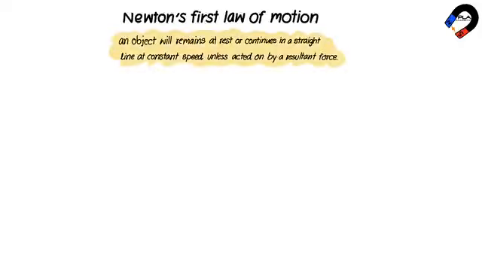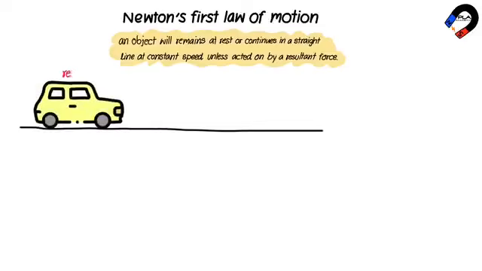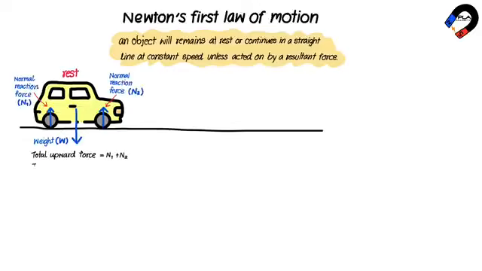For example, a car is at rest because the weight of the car is acting downward, and normal reaction forces from the wheels are acting upward. Total upward force is N1 plus N2. Total downward force is W. Total upward force is equal to total downward force, and the resultant force is 0.